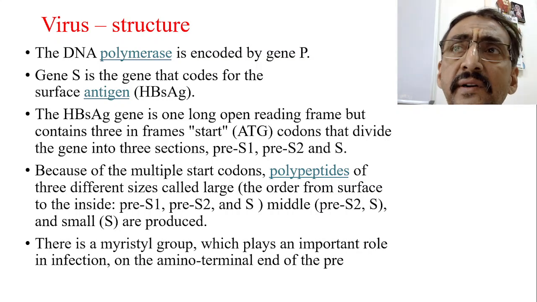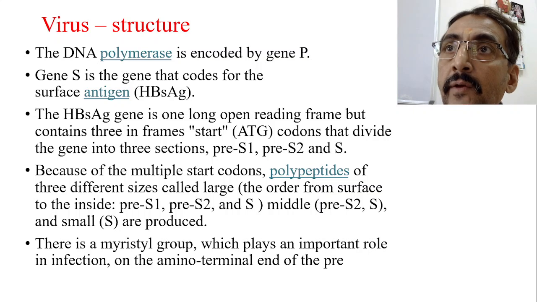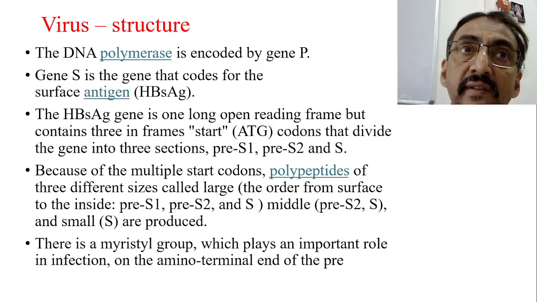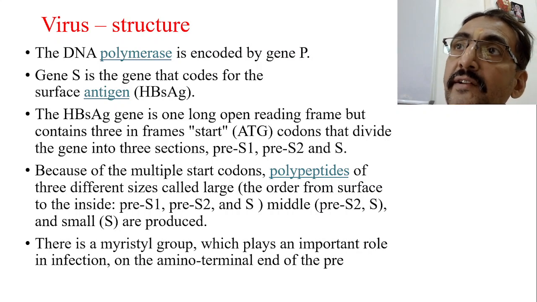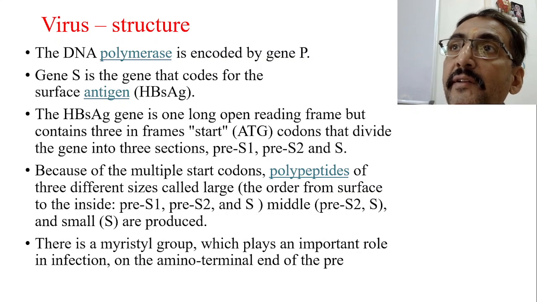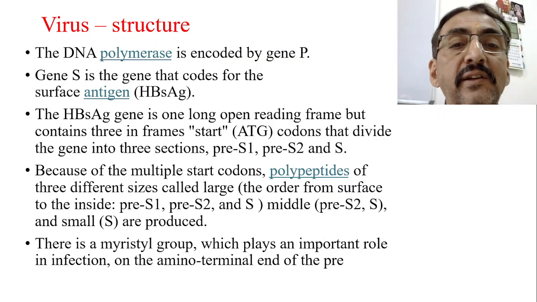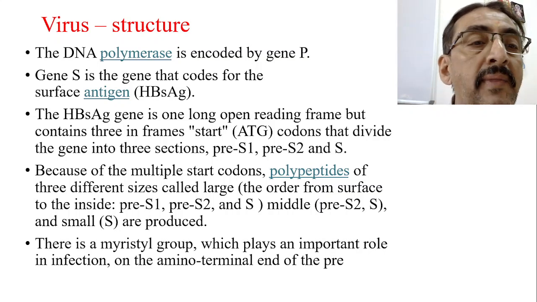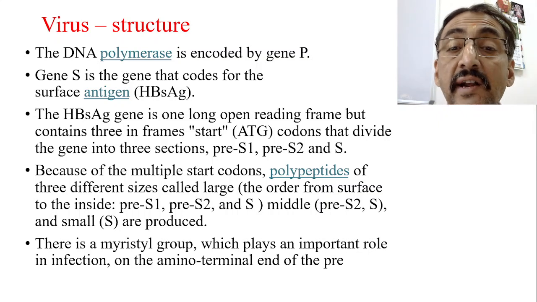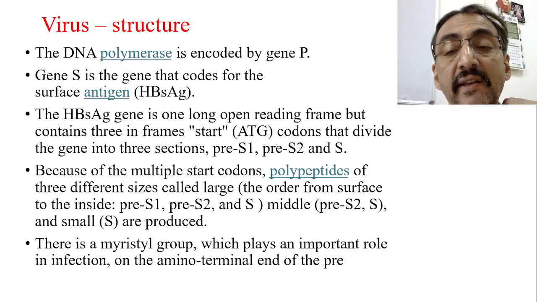These are all the genes present in the DNA of the virus. Now that DNA is able to produce the mRNA. By using the machinery of the hepatocyte, they keep on producing all these antigens, antigen P, antigen S, antigen C, antigen E, and so on, according to need. The HBsAg gene is a long open reading frame but contains three in-frame start ATG codons that divide the gene into three sections: pre-S1, pre-S2 and S.